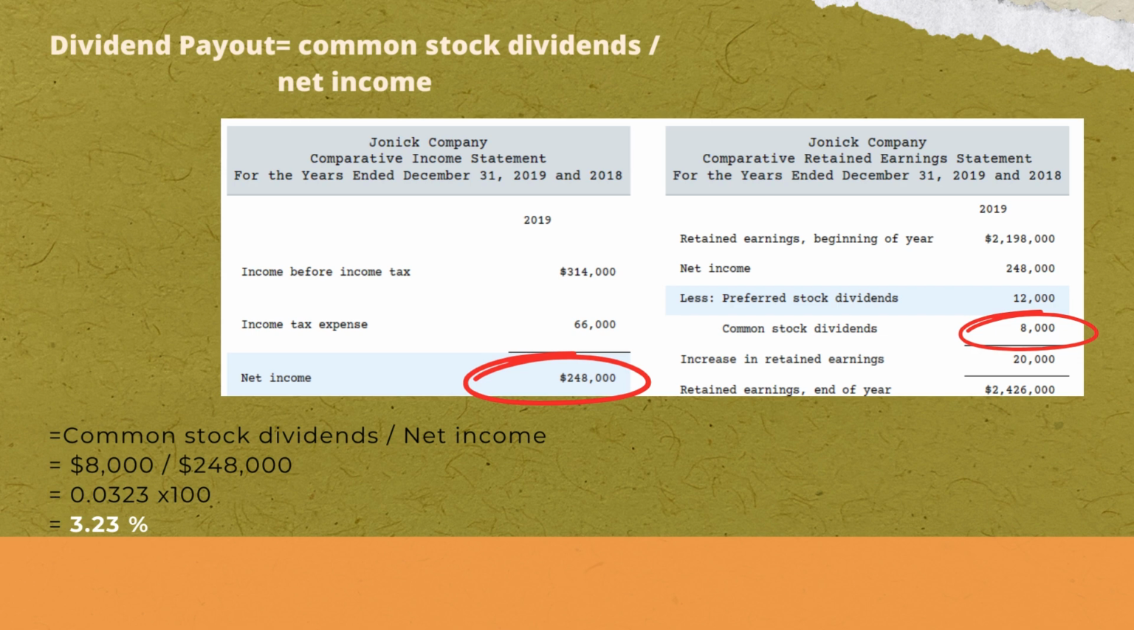Let us now compute for the dividend payout. $8,000, which is the common stock dividends, divided by its net income, which is $248,000, and that would be 0.0323. To get the percentage, we have to multiply it by 100. 0.0323 times 100 is equal to 3.23%. To interpret the ratio we just calculated, the company made the decision to pay out 3.23% of its net earnings to its shareholders via dividends. The remaining 96.77% of its net income is for reinvesting needs.